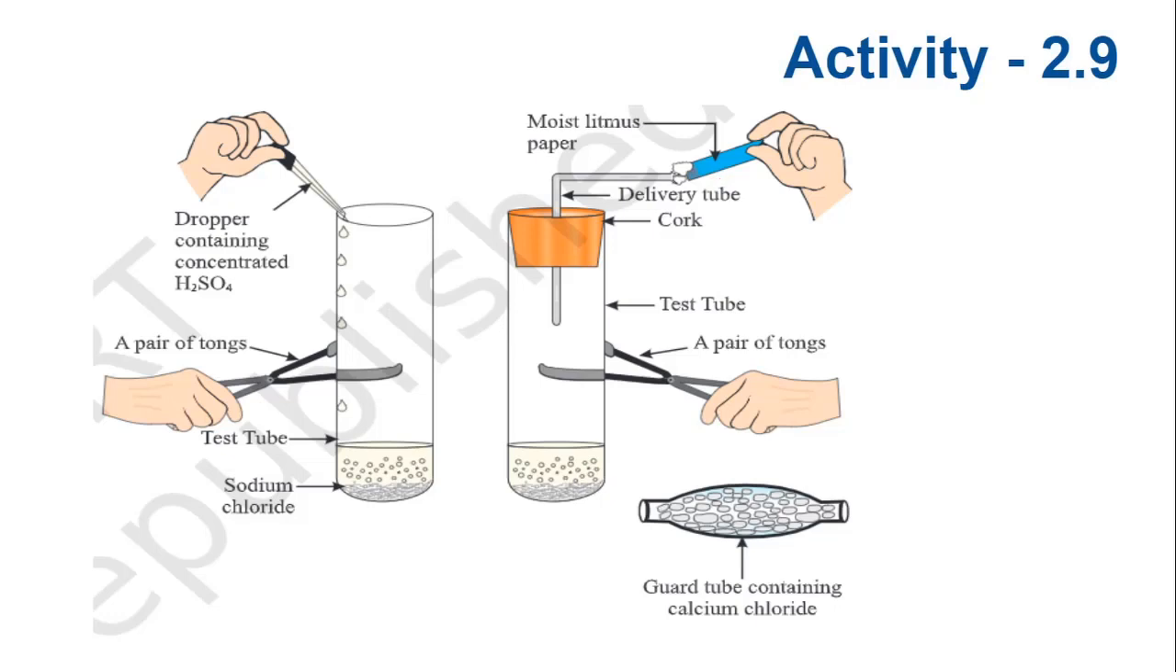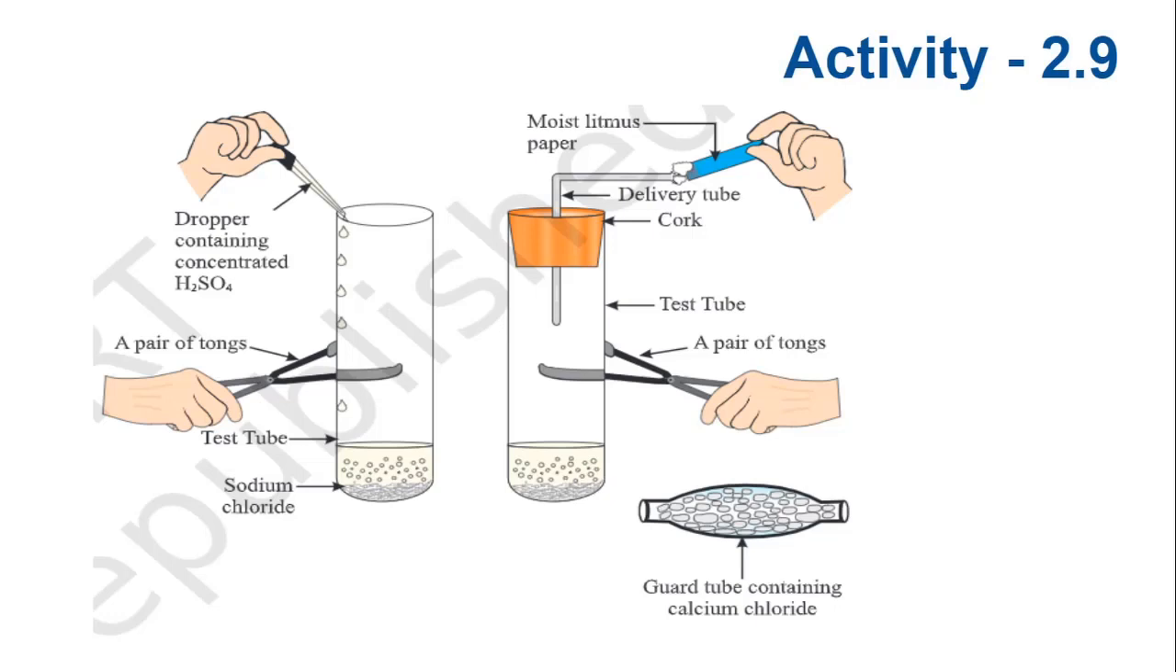First of all, take about 1 gram of solid NaCl, which means sodium chloride, in a clean and dry test tube and set up the apparatus as shown in this figure. Then we will add some concentrated sulfuric acid to the test tube. Here we are using concentrated sulfuric acid, not dilute. After adding the sulfuric acid, what do you observe?